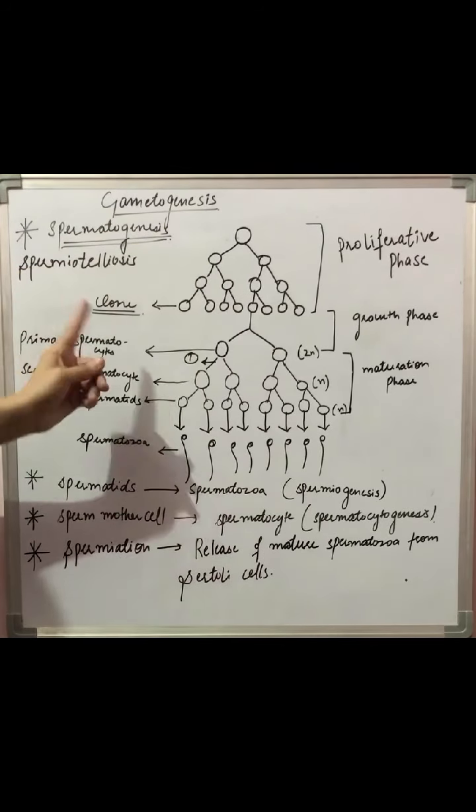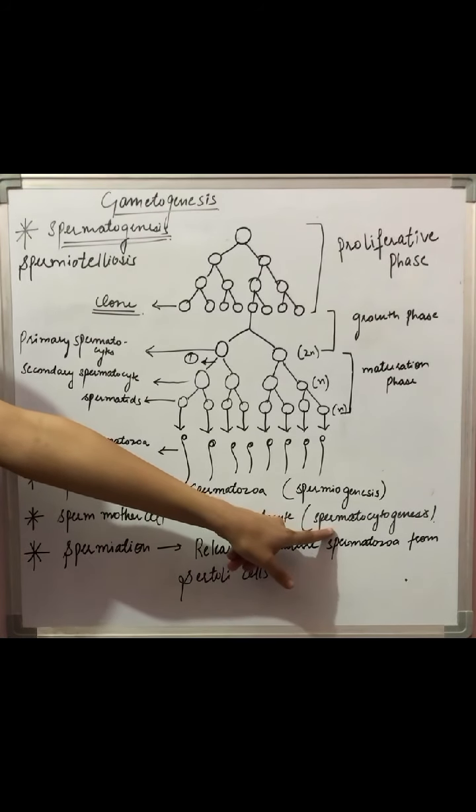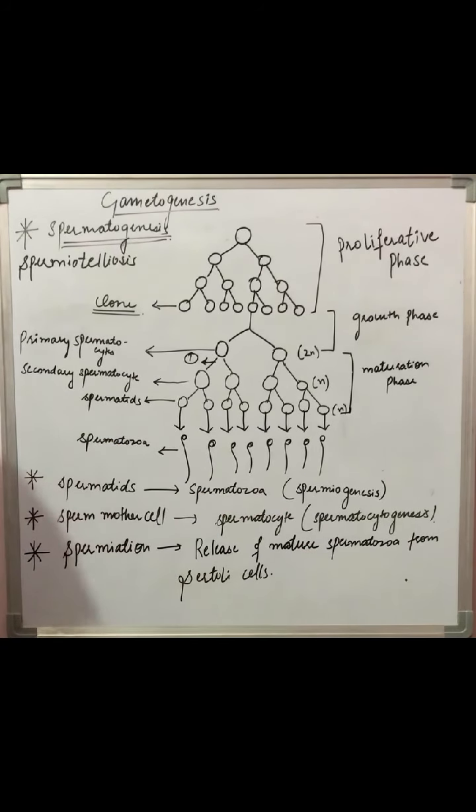The formation of primary spermatocytes from the sperm mother cell is known as spermatocytogenesis. And what is spermiation? Now which cells are formed? These are spermatozoa, these are the gametes, and this formation, as we have discussed, takes place in cuboidal cells. And the second cells which we discussed were Sertoli cells.